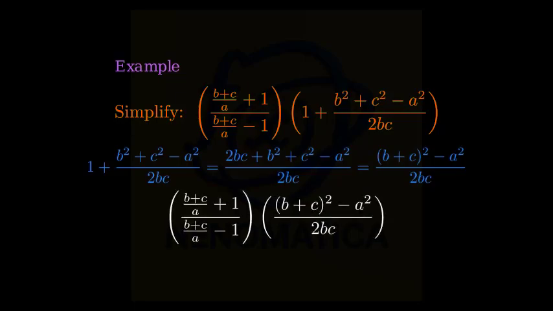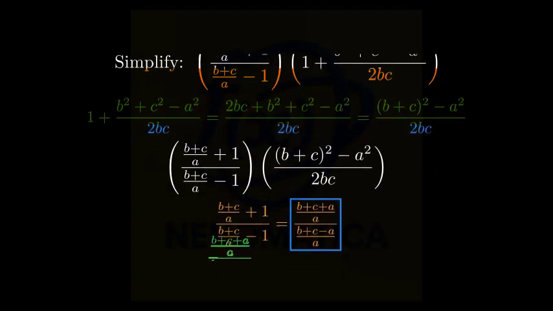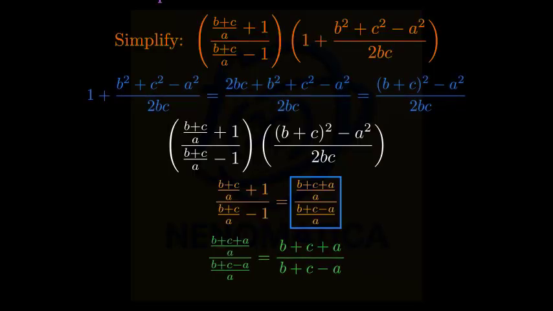We simplify the left fraction. The numerator is b plus c over a plus 1, which equals b plus c plus a, all over a. The denominator is b plus c over a minus 1, which equals b plus c minus a, all over a. Dividing these gives b plus c plus a over b plus c minus a. Now substitute this simplified ratio back into the expression.